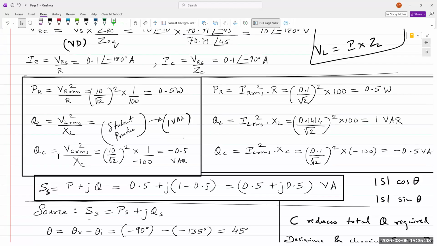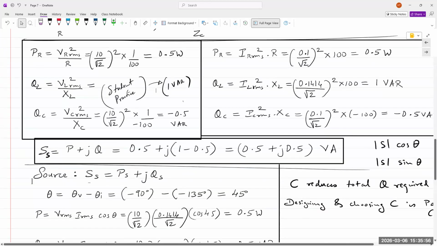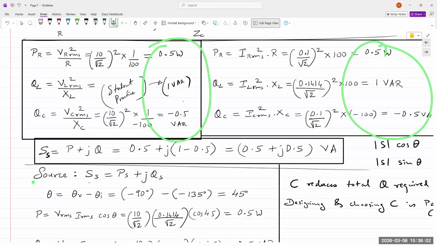All right. So we found the power associated with the three components. If you apply the law of conservation of energy, the total power that is absorbed in the circuit must be equal to the total power that is delivered by the source. So if we add all of these together, we should arrive at the total power being supplied by the source.